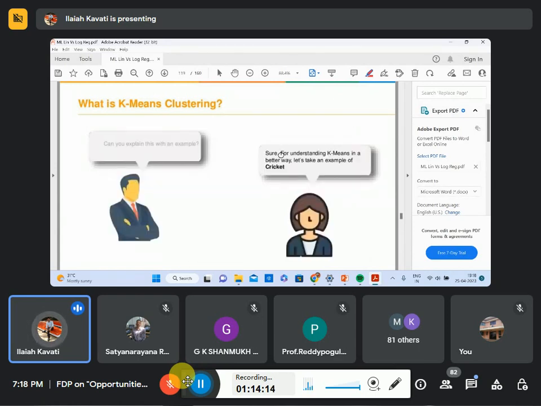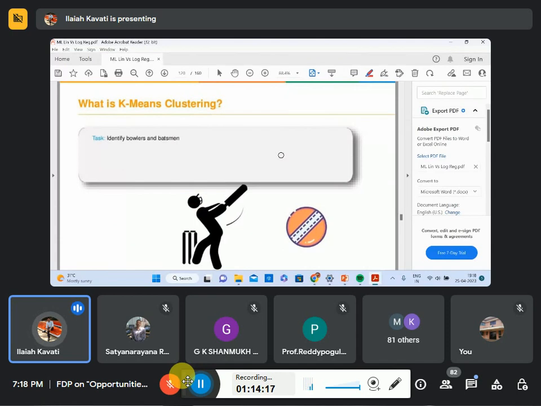Yeah, same. For understanding K-means in a better way, let's take an example of cricket: identify bowlers and batsmen, whatever the example we take. The data contains runs and wickets gained in the last 10 matches. The bowler will have more wickets and the batsman will have higher runs. This is the methodology, right?